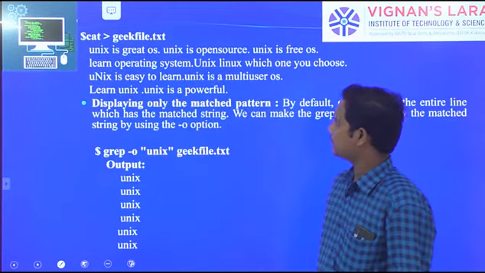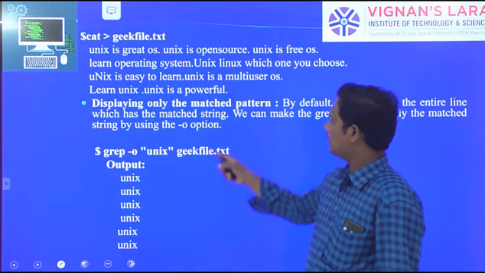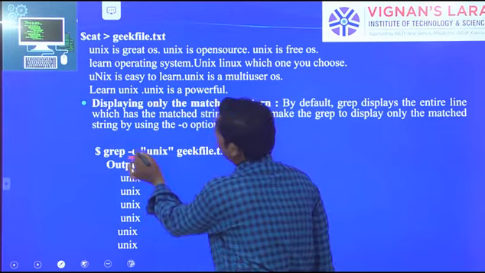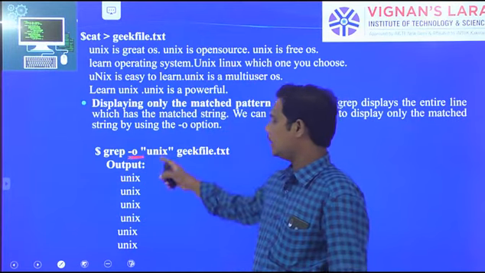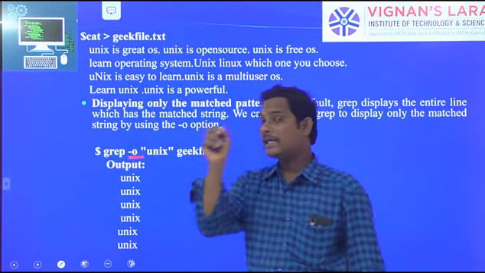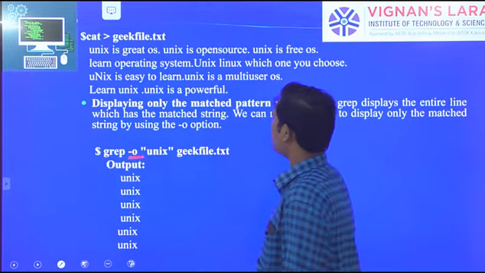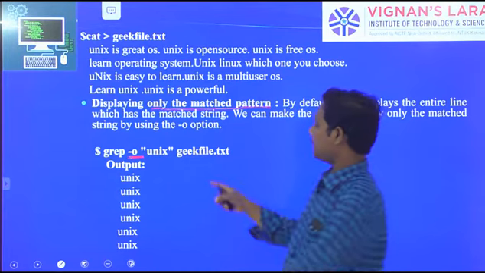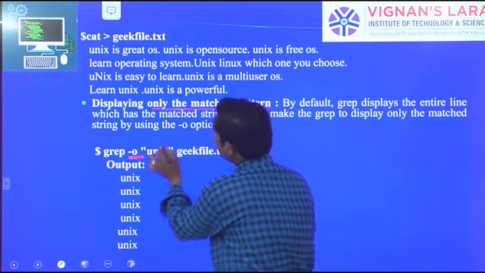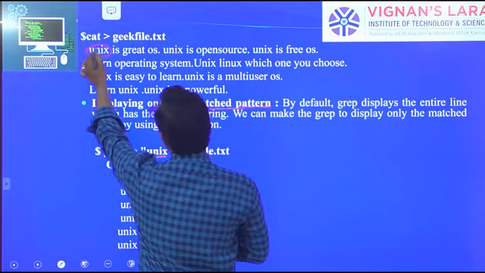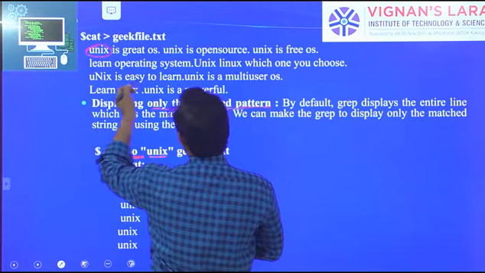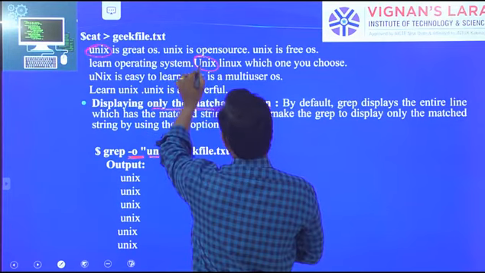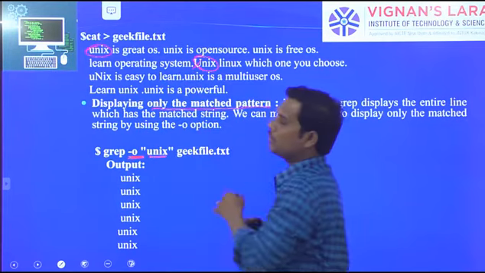Okay, next coming to option O. How many lines Unix is there, that line starting only display. Option O means only the matched pattern. Only the matched pattern is what? Unix, only the matched pattern. Here Unix is there, matched pattern. Second line, here Unix is there. Here not, because capital U is there.